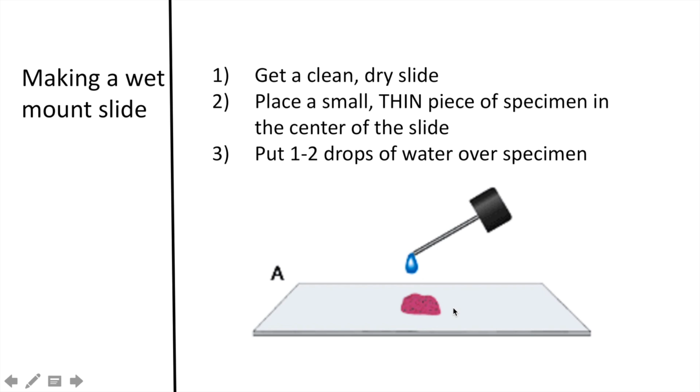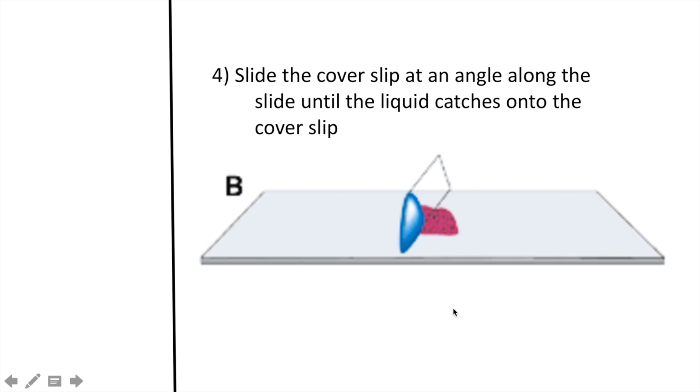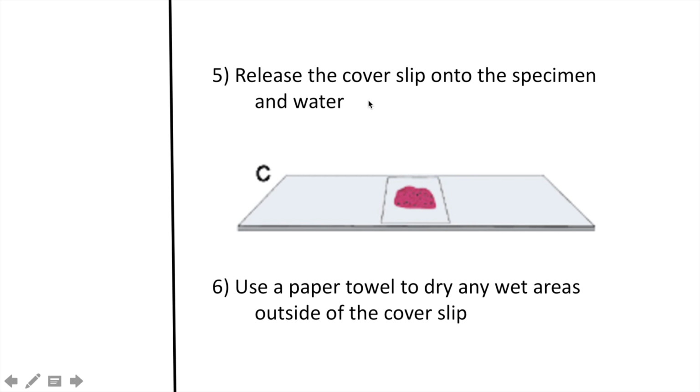over the specimen. Then you slide a cover slip, and a cover slip is just a very thin piece of either plastic or glass. And what you're going to do is take this cover slip and put it at an angle on one side of the slide, and then move it over until the water catches on the edge, and then you're going to release the cover slip, and then the cover slip will be on top of the specimen.